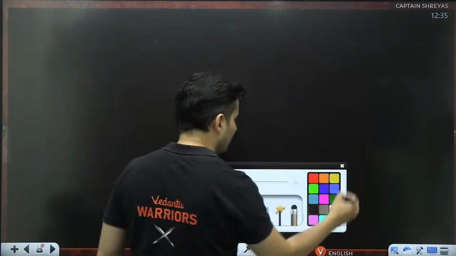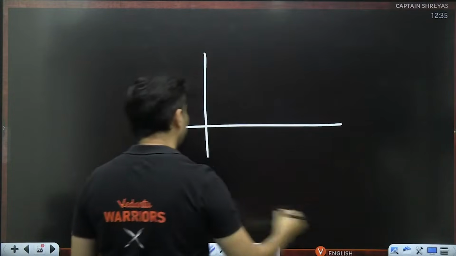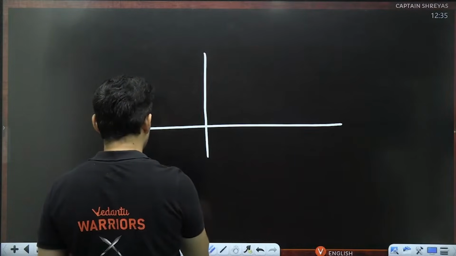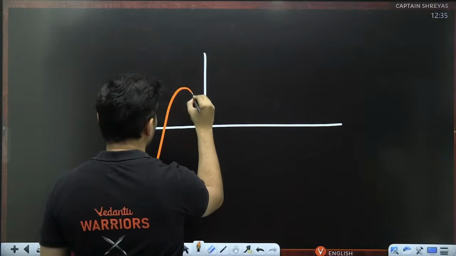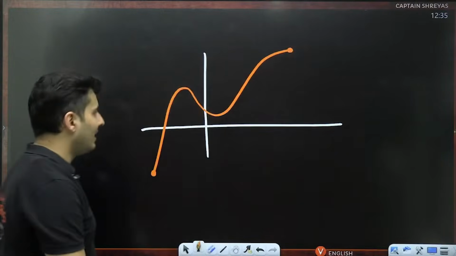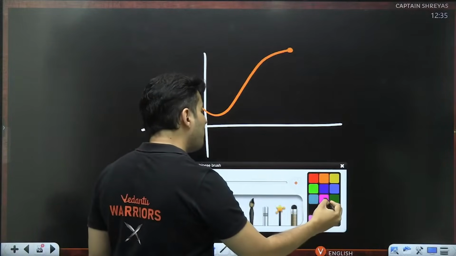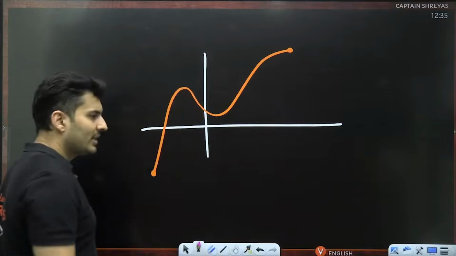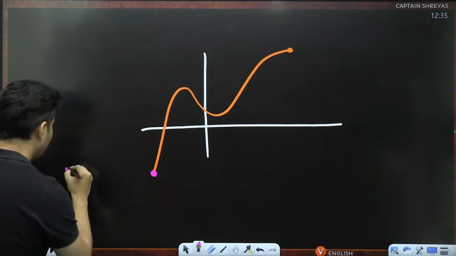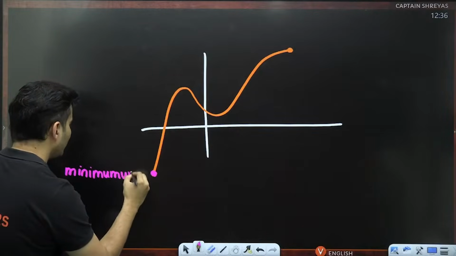Just imagine this particular graph. Let's say the graph goes like this. It starts from here, it goes like this, and it ends over here. If I ask you, what is the minimum value of the function, then you will say this is the minimum point. This is the least value.